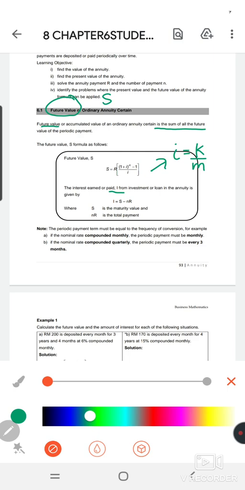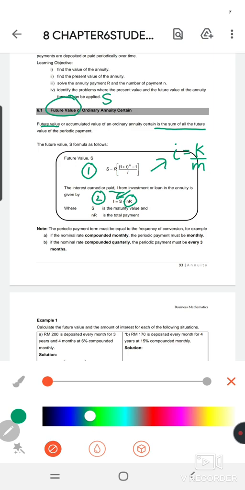Okay, so kita akan dapat dua formula kat sini. First one is the formula of future value, and then the second one we also have the formula of interest. Where S is the maturity value and nR is the total payment. S ni yang ni maturity value or future value, and nR is the total payment.